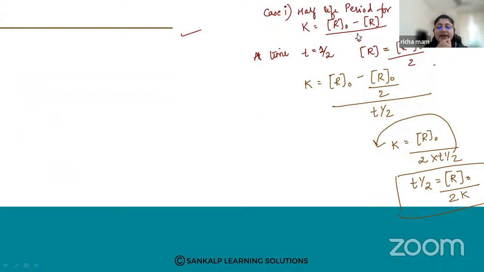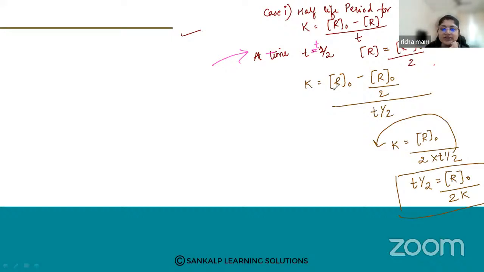So what is half-life? It is the time in which the concentration of the reactant is reduced to half of its initial concentration. So what are the conditions to be applied? The time is taken to be t half. So at time t equals t half, the reactant will be reduced to half of its initial concentration, that is R naught by 2.